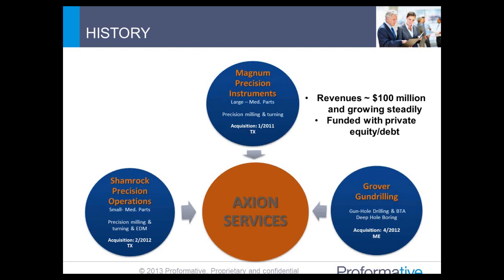So they do precision milling and turning. Then in February of 2012, we acquired Shamrock Precision Operations. This company specializes in small and medium parts, and they also use EDM for that, and they're also located in Houston, Texas. The third company we acquired is called Grover Gun Drilling, and they do gun hole drilling and some deep hole boring, and they are based in Maine.